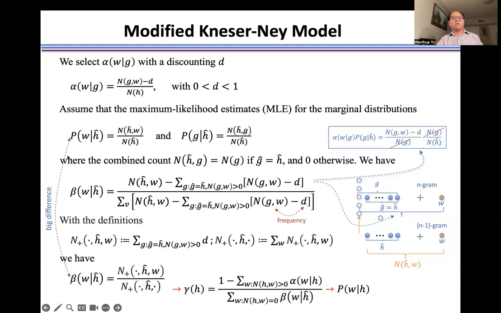If we compare with the Kneser-Ney basic language model, they have a big difference. So we use this beta to calculate this gamma, and use gamma, alpha, and beta to calculate the probability of the current word for a given history H.